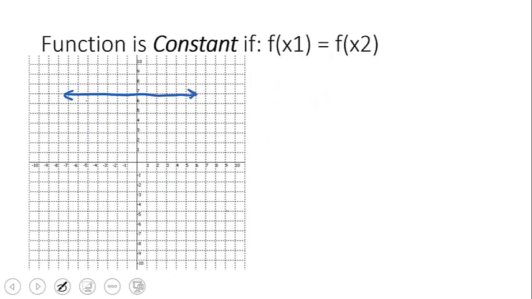A function is said to be constant if f of x1 equals f of x2. So again, we'll replace this f of x with y. So if y1 equals y2, no matter what our x values are. So if I choose x as 3, and I choose x as -2, I can see that at x equals 3, my y value is 7, and at x equals -2, my y value is also 7, making this a horizontal line.